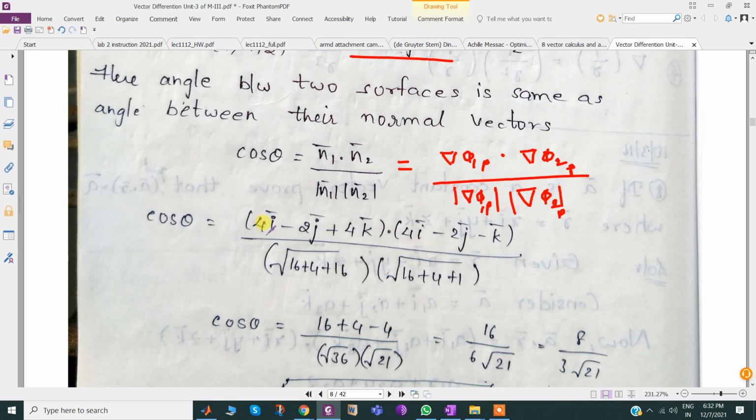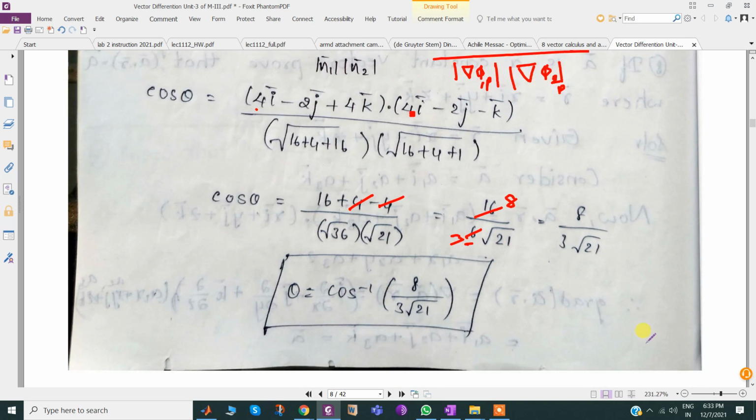The dot product is simply the product of the corresponding coefficients of i bar, j bar, k bar. So 4 times 4 is 16, minus 2 times minus 2 is plus 4, plus 4 times minus 1 is minus 4. So these two get cancelled and I get 16. Upon its length: 4 square is 16, 2 square is 4, 4 square is 16, and here 4 square is 16, 2 square is 4, and 1 square is 1. So 16 plus 16 is 32, plus 4 is 36, square root of 36 is 6. If I cancel, it is 8 upon 3 square root of 21. So theta equals cos inverse of this.